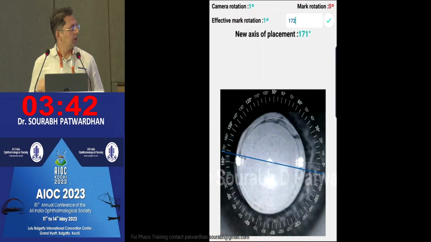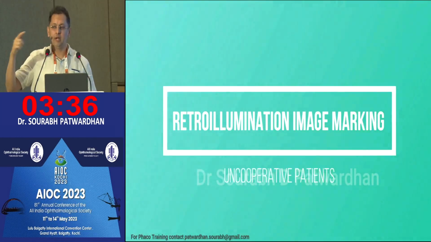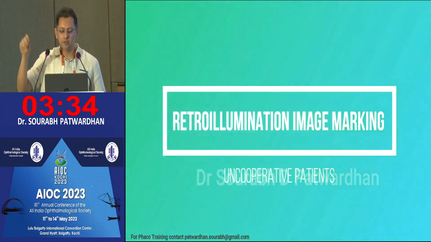If you have retro illumination photos like this, you can point out the exact axis. This is very useful if you want to rotate the IOL later. So you can feed that data and you get the exact position.